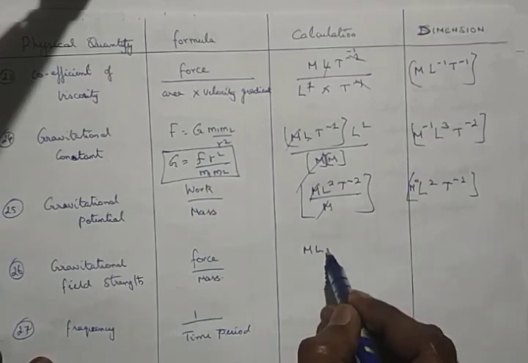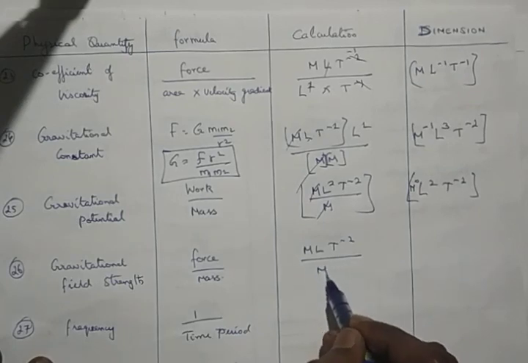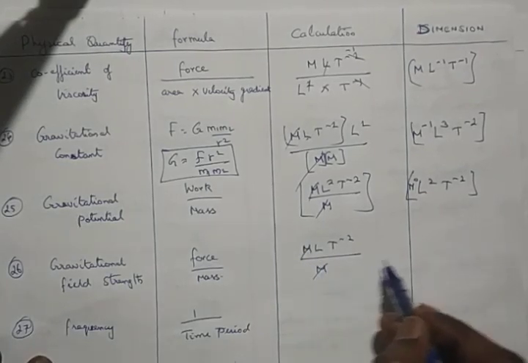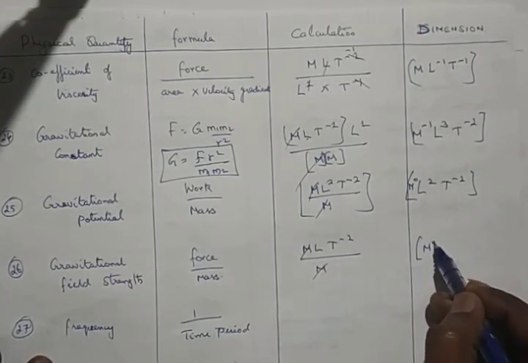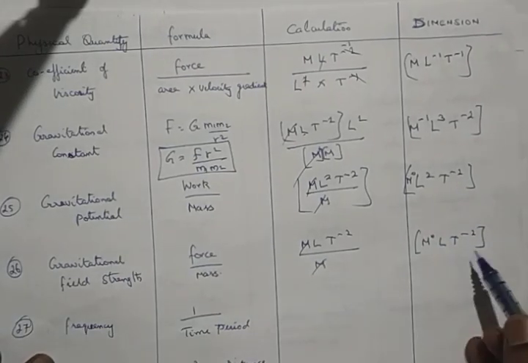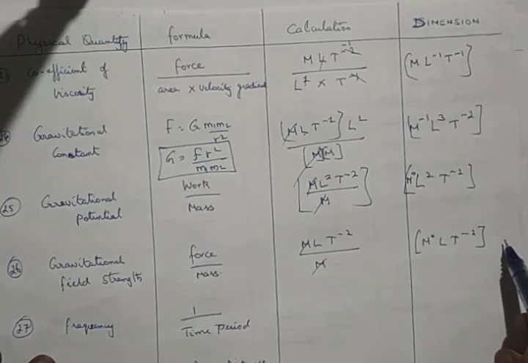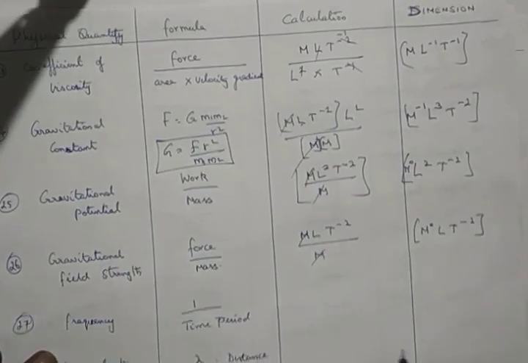The next one is gravitational field strength, force upon mass. So it is M L T-2 upon mass. Mass gets cancelled out. So what is the formula? M0 L T-2. This formula also reflects the acceleration formula, something close to that. So you should have the SI unit as meter per second square.